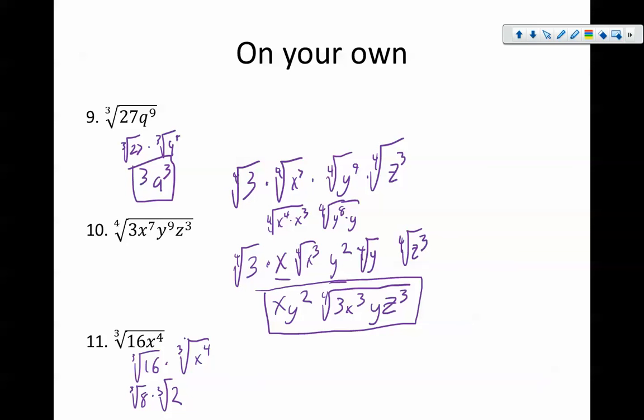The cube root of x to the 4th, excuse me, is not a perfect cube, but we can break it into the perfect cube. The cube root of x cubed times the cube root of x.